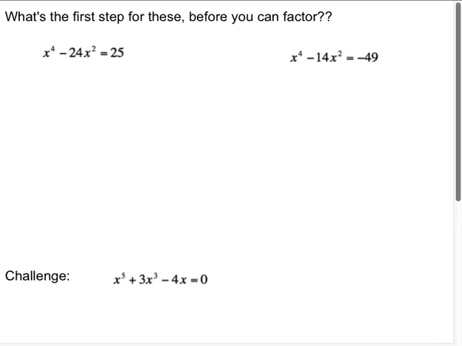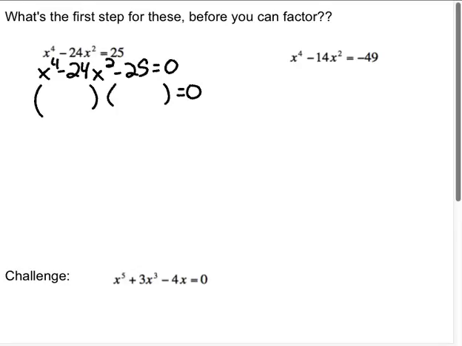Oh, I'm sorry. So let's talk about this. Now, before you can factor, something very important has to happen here. Okay, so the very important thing that has to happen here is you need to make sure that they're set equal to 0. So the first thing that we need to make sure we remember to do is subtract off that 25. Okay, now we have a quartic that looks like a quadratic. So let's factor this thing. How can I get something that multiplies to negative 25, adds to negative 24?